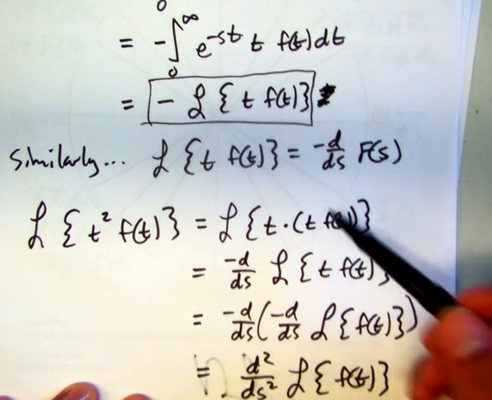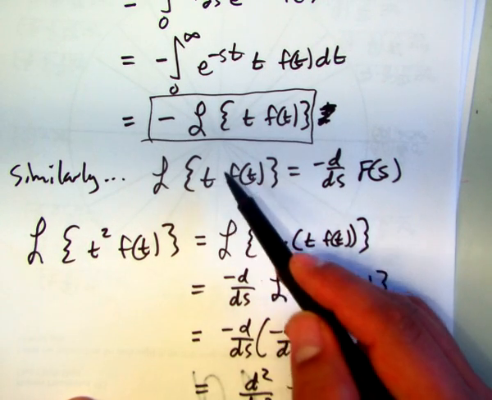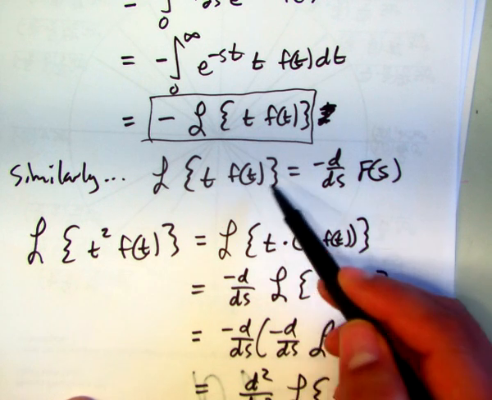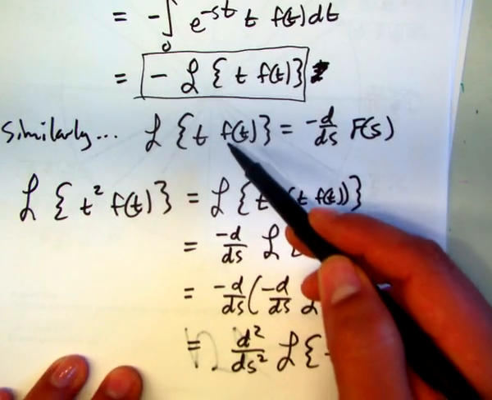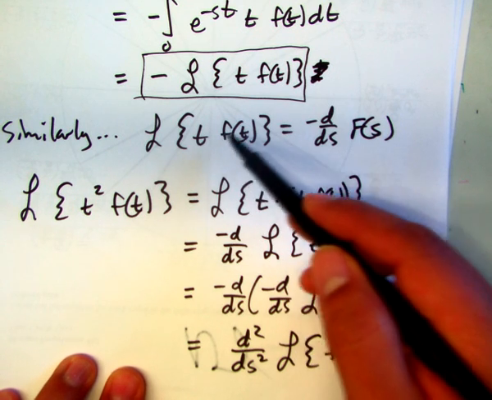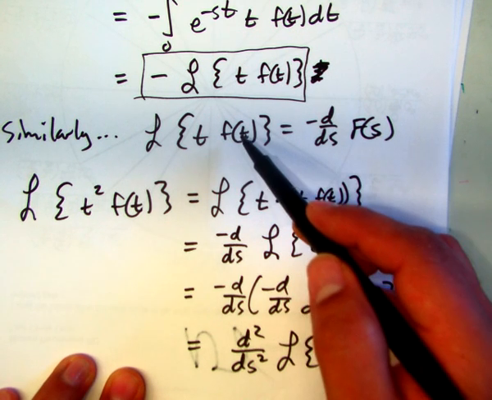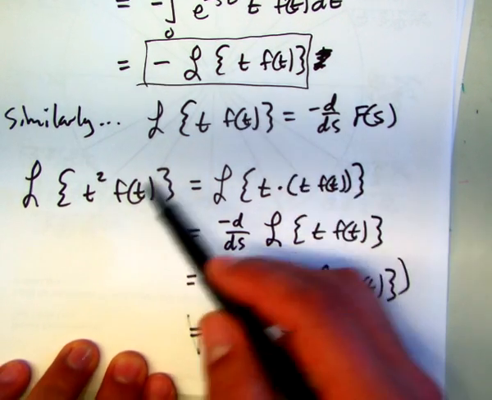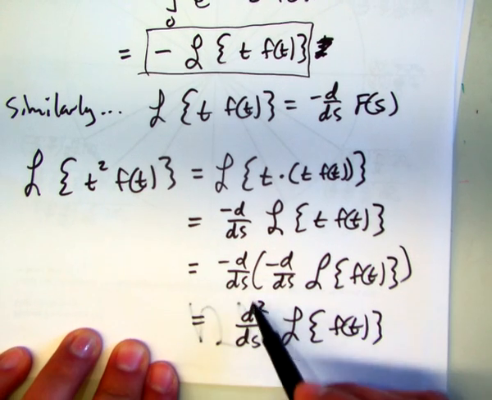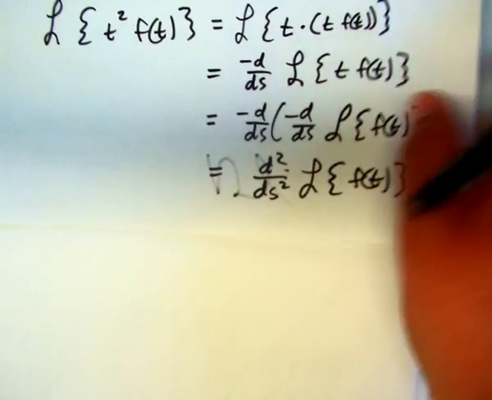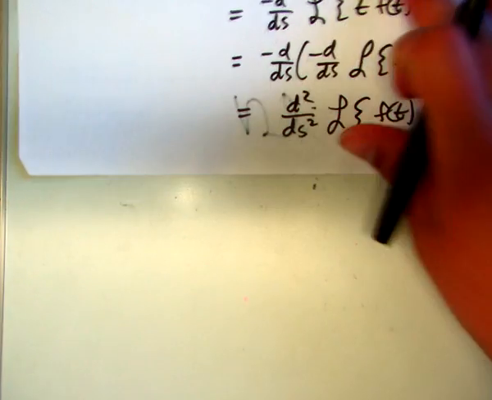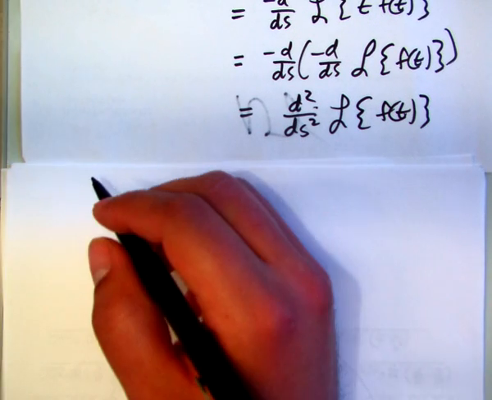If you have a t just kind of floating about this normal function that we know how to transform, one way that we could figure out the transform is to take the derivative of the transform with respect to s, make it negative. If I have a t squared, we just take the second order derivative, but now it's positive. You guys kind of see the pattern, I hope, right? We can keep doing this all day. Here's the general rule.